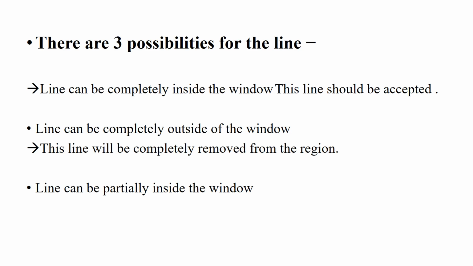The next possibility is that a line has both endpoints outside the clipping window, which means the line is completely outside, and we can reject that line from the region. The third possibility is that the line is partially inside the window, which means one endpoint is outside and one endpoint is inside the clipping window. These are the 3 possibilities we need to study for our algorithm.